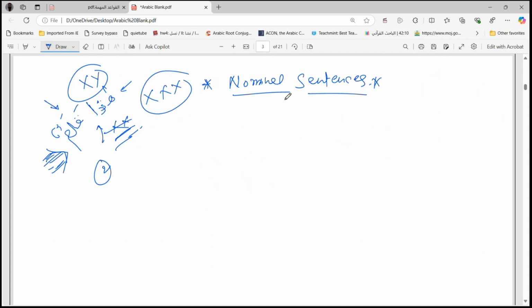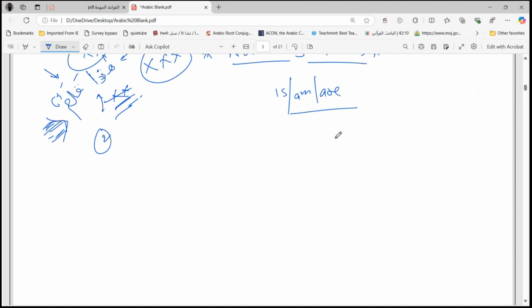I'll give you some rules concerning nominal sentences. A nominal sentence is the one which begins with a noun, as I told you earlier. Now the problem is, in Arabic, you don't have is, am, are. When you see a sentence in Arabic which is a jumla ismiya, like ar-rajulu alimun, so where is "is"? There is no "is" in Arabic.